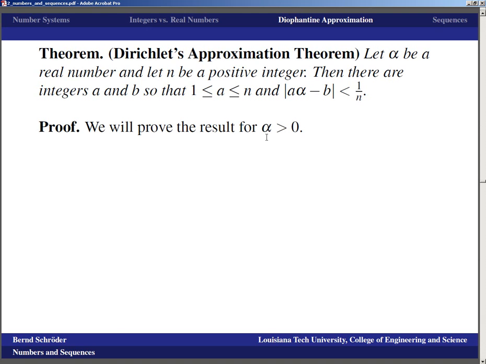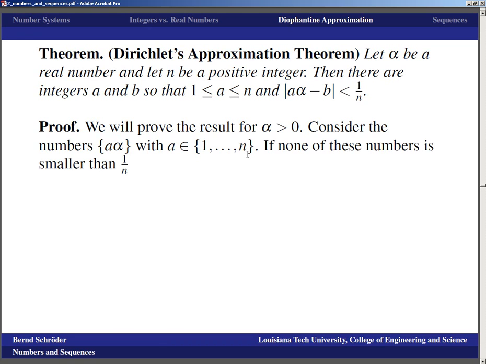We'll prove the result only for alpha greater than 0. That's another common strategy because, well, basically for alpha smaller than 0, we could technically just add an integer and turn it into a positive number, then do the approximation, and then shift things back to the negative axis. So we're only going to prove it for alpha greater than 0. And we're going to consider the numbers, and here we have to be careful, the fractional part of a alpha, where a is in the set of numbers from 1 through n.